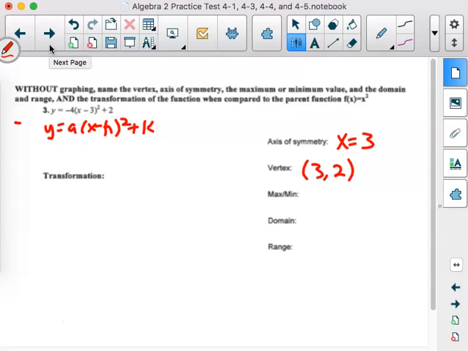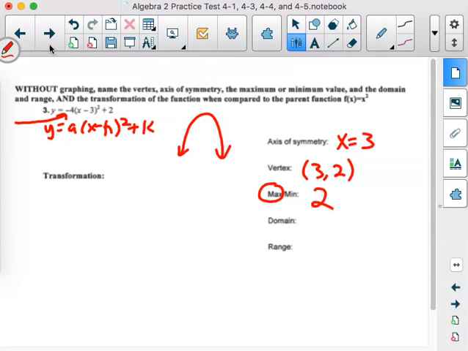And to know that, all I have to do is look for that a value. If it's positive, it opens up. If it's negative, it opens down. So this is where I said you might just want to make a little sketch. You don't have to graph it totally to know what's going on. So we know it opens down. That means it has a highest point, which is a max. And that highest point is the vertex. So the y value to explain highest or lowest is going to be our maximum value.